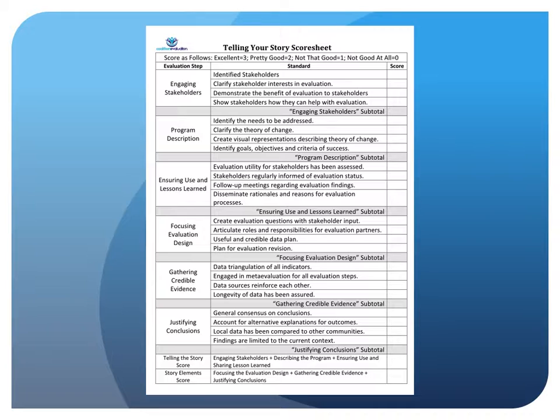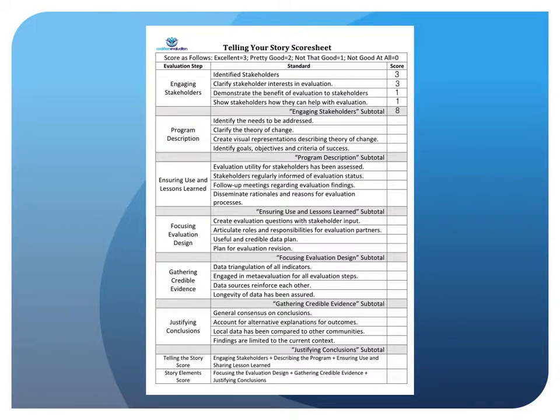Suppose we did an excellent job of identifying stakeholders and clarifying their interests in the evaluation. However, in thinking about our meetings, we realized that we let them do most of the talking. We didn't really help them understand how the evaluation might benefit them, nor did we tell them how they could help us with the evaluation. If we add these up, we have earned a score of 8 for the step of engaging stakeholders.